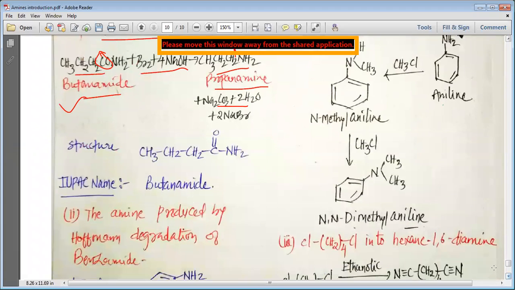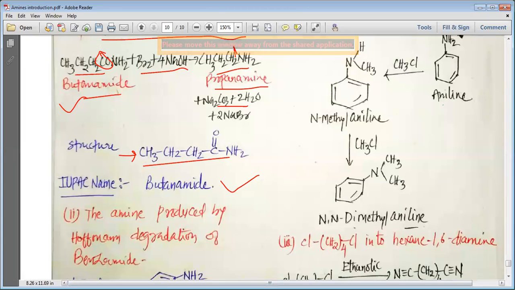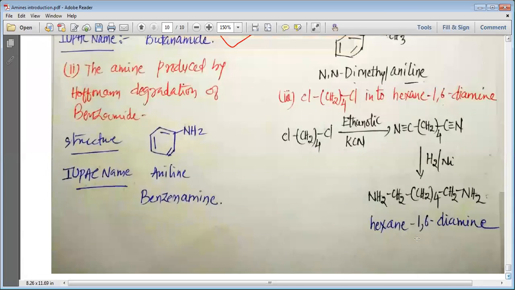So my dear students, as we can easily understand, butanamide gives us the propanamine, and that is why the answer of this question is butanamide. IUPAC name is butanamide. Then next question.